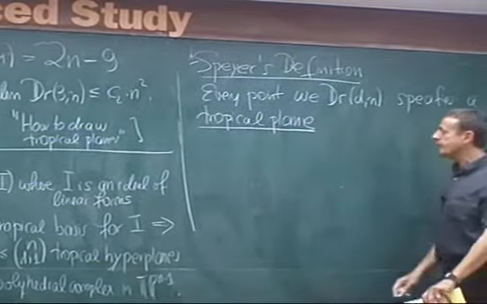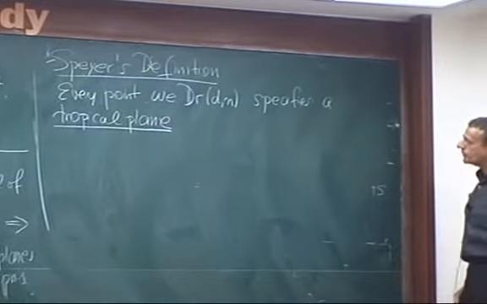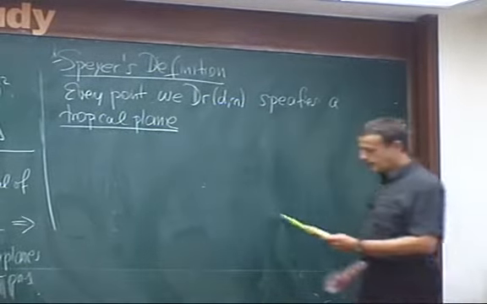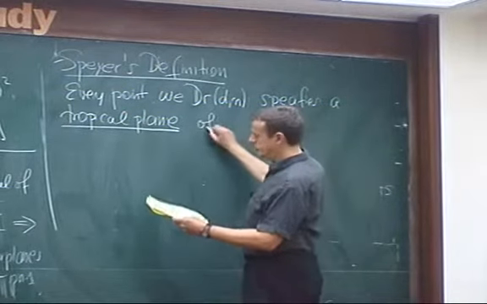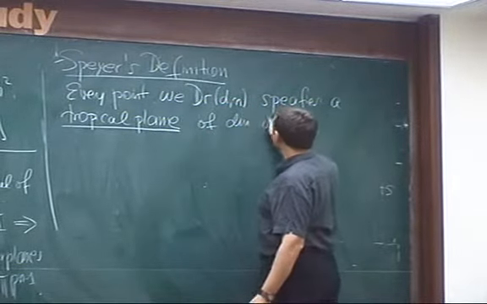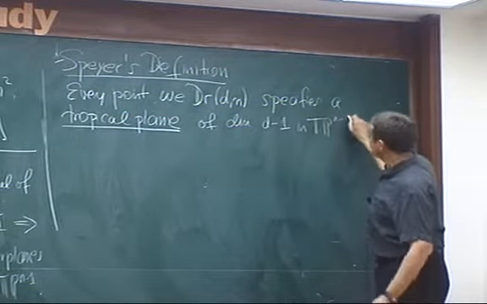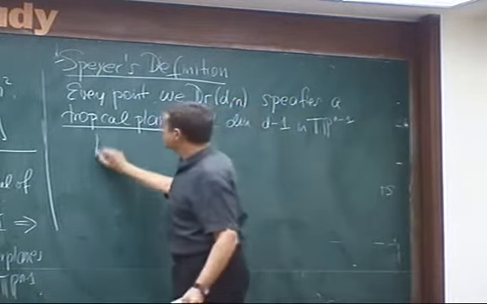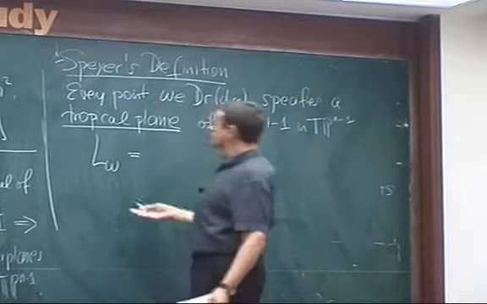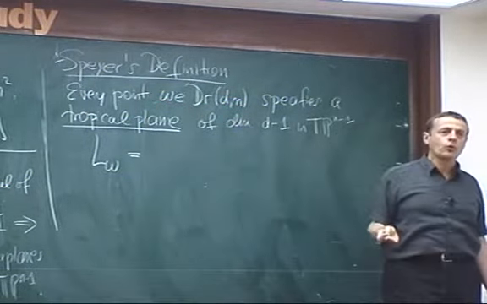I'm going to turn it upside down and make it a definition. So I'm going to start with the point on the Dressian, and it defines a tropical plane of dimension d minus 1 in projective space. And that's the plane defined by this vector. So W is a tropical Plücker coordinate vector, right?